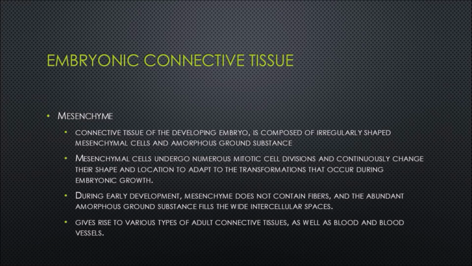The cells of this connective tissue undergo numerous mitotic cell divisions and continuously change their shape and location to adapt to the transformations that occur during embryonic growth. During early development, the mesenchyme does not contain any fibers, and the abundant amorphous ground substance fills the wide intercellular space. This also gives rise to various types of adult connective tissues as well as blood and blood vessels.